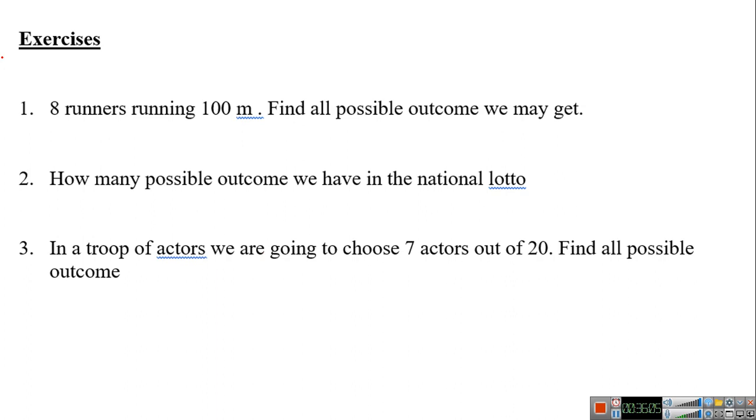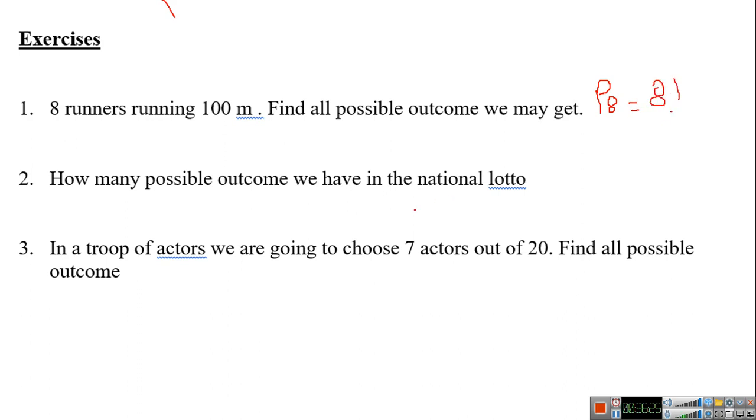Now we're going to start with the problems. 8 runners running 100 meters. Find all possible outcomes you may get. You can see order is important, repetition not allowed. This is a permutation or arrangement, 8 out of 8, or permutation of 8, which is 8 factorial.